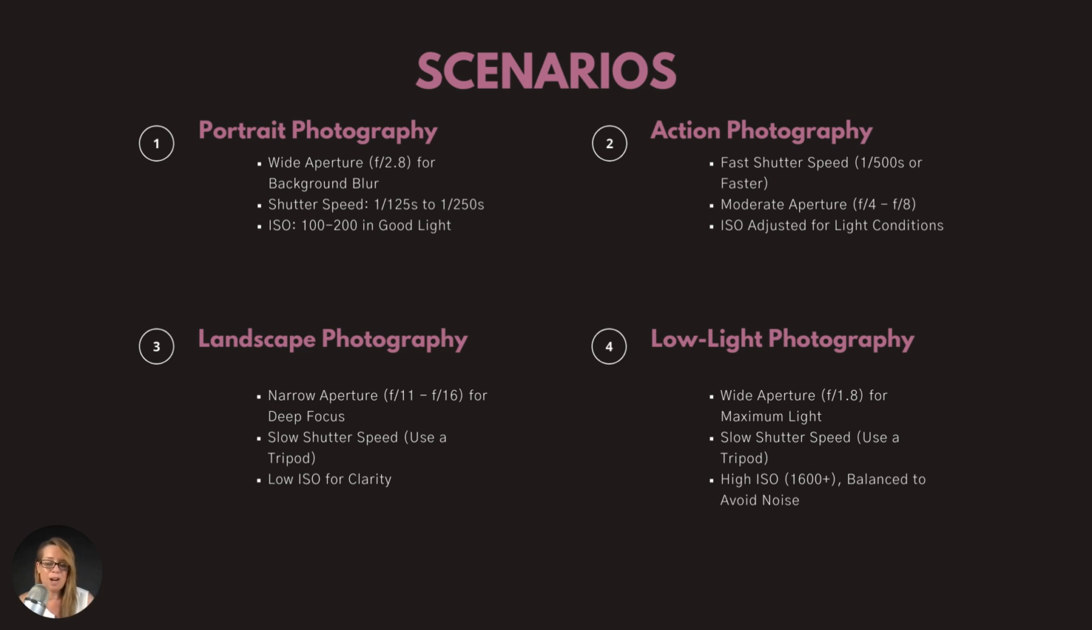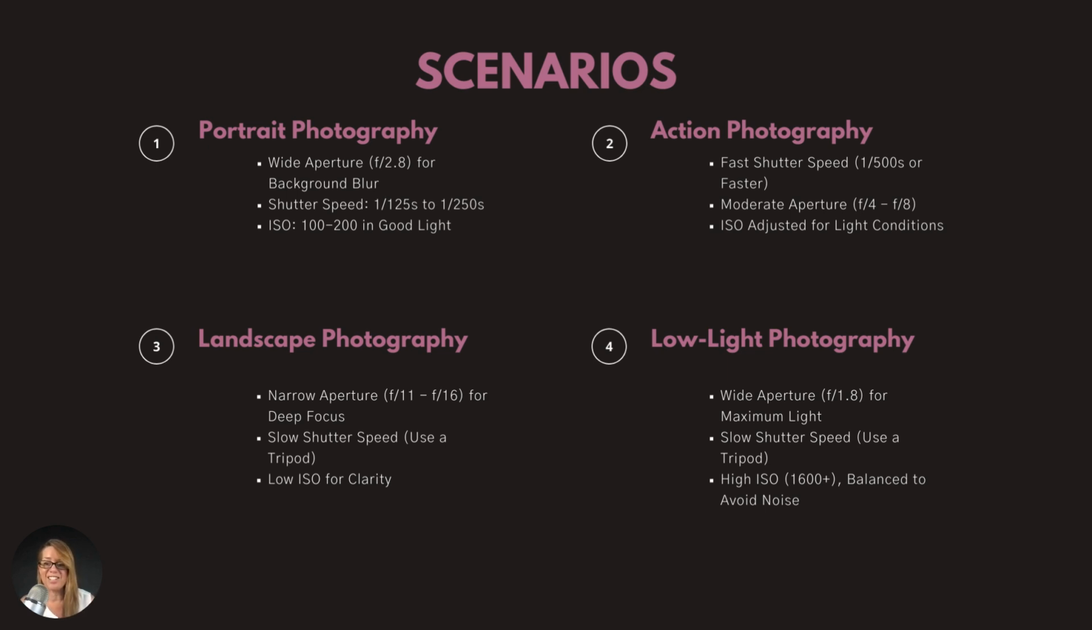So let's look at some scenarios and how we can put this exposure triangle together. So for portrait photography, we want to use a wide aperture like f2.8, which is going to help create that beautiful blurry background that's going to isolate your subject. Your shutter speed will be between 1/125 to 1/250th of a second. It's usually sufficient enough to avoid any kind of motion blur and keep your ISO low around 100 to 200 if you're shooting in really good light.